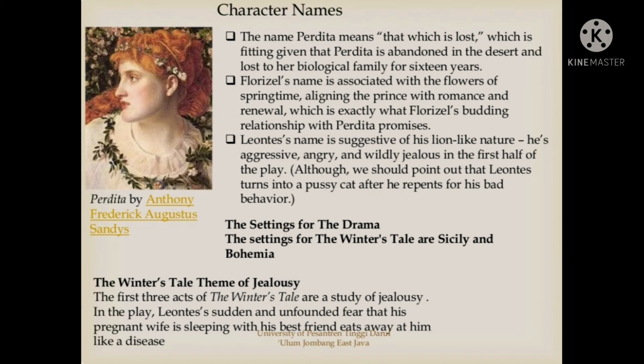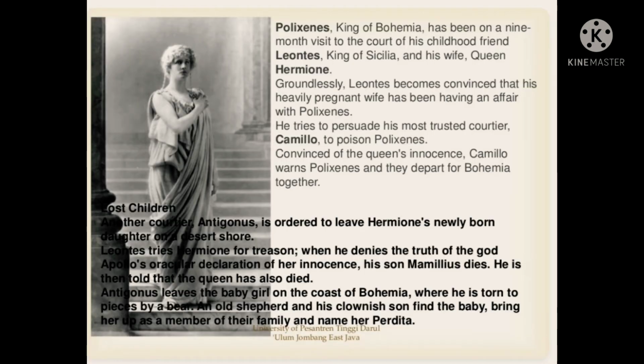There was suspicion between Hermione and Polyxenes, because Polyxenes was his best friend. Polyxenes, the king of Bohemia, had been on a nine-month visit to the court of his childhood friend. This caused suspicion in the mind of Leontes. Here, Leontes is the king of Sicilia, and his wife is Queen Hermione. Groundlessly, Leontes becomes convinced that his heavily pregnant wife has been having an affair with Polyxenes.